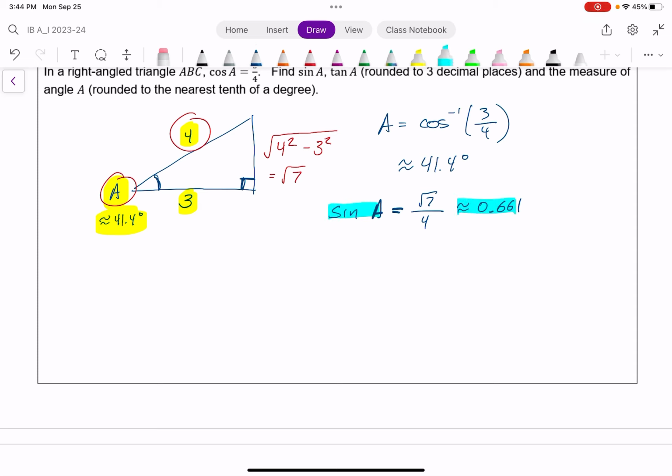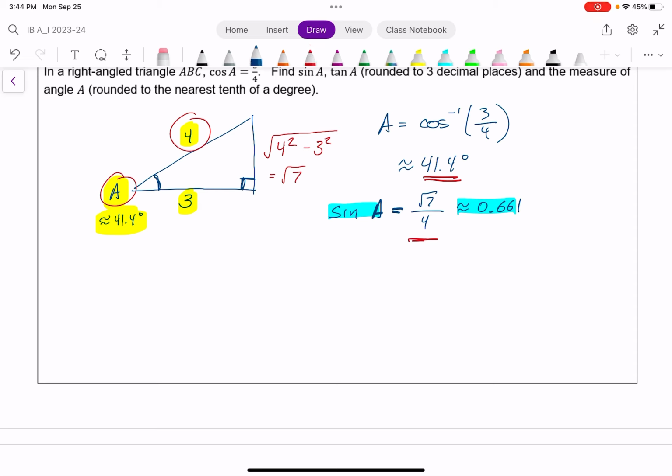Keep in mind, you also could go to your calculator and type the sine of 41.4 degrees, which I did round, and you should get something that's quite close to 0.661. However, what I did here is more accurate, because keep in mind that 41.4 degrees was rounded, whereas here nothing was rounded. This is a more exact answer.